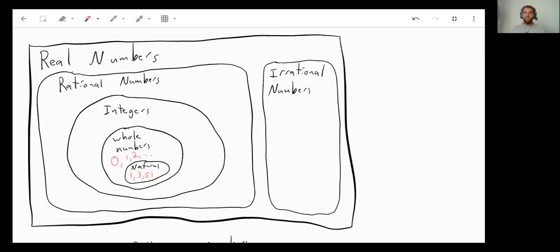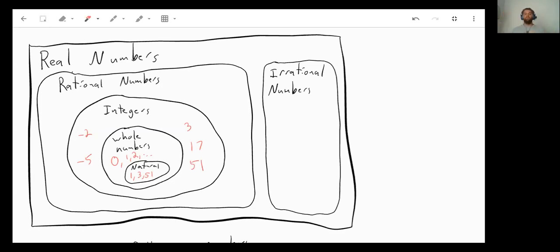Your integers, this is now when we start introducing our negative numbers. So this is when we can have like -2, -5, or you could have 3, 17, 51, something like that. And so your integers are just your positive and negative whole numbers. It still also includes 0. So your natural numbers are all whole numbers. Your whole numbers are all integers. Your integers are all rational numbers.